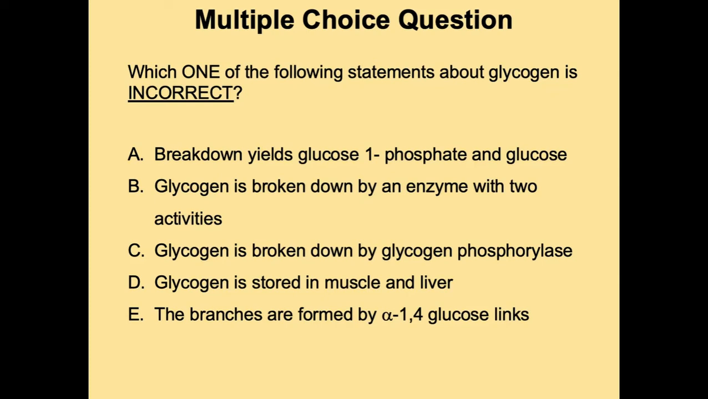Okay, and the answer of course is E. The branches are formed by alpha-1,4 links. This is incorrect. The branches are actually formed by the alpha-1,6 glucose links. All the rest of the statements there are correct.